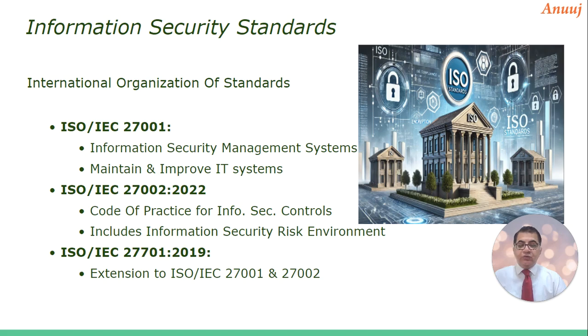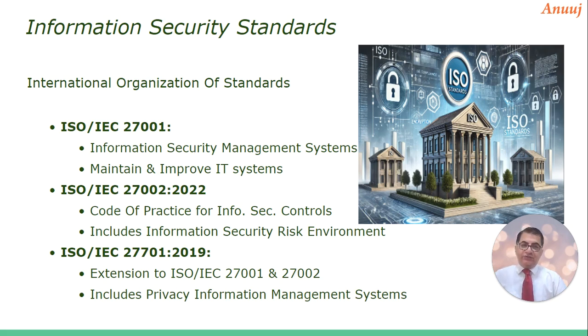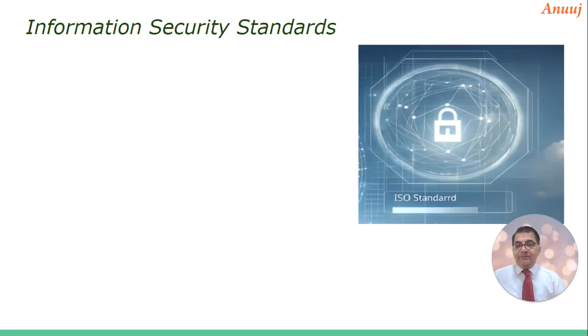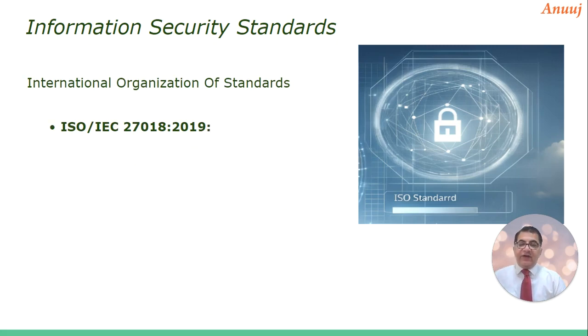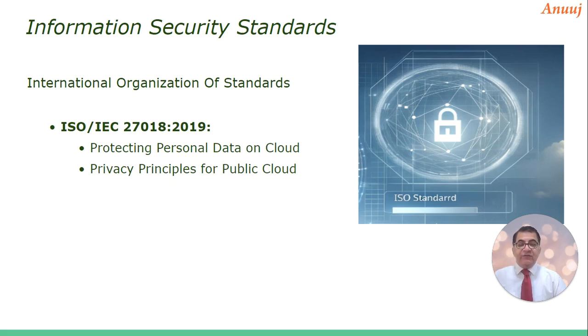It's an extension to 27001 and 27002, which starts including the privacy management also. So privacy information management systems are now a part of ISO, starting with ISO 27701:2019. Then we have ISO 27018:2019. It defines the guidelines of how you should protect your personal data when it is on cloud. It provides you with the privacy principles for the public cloud.